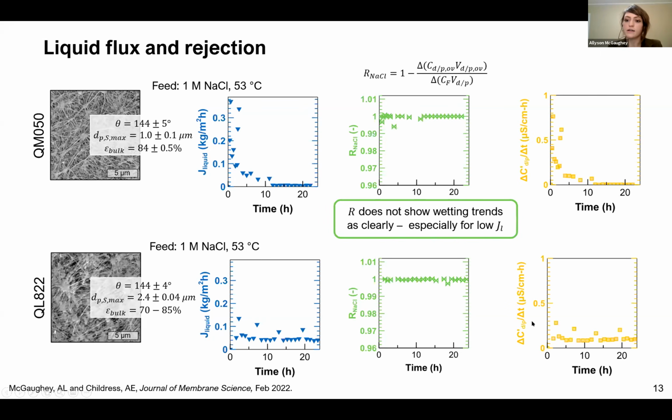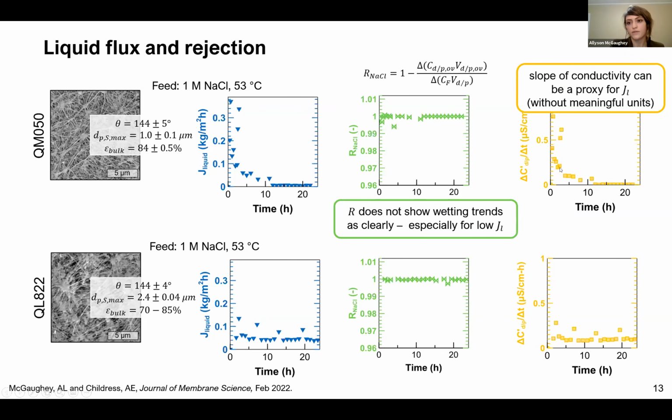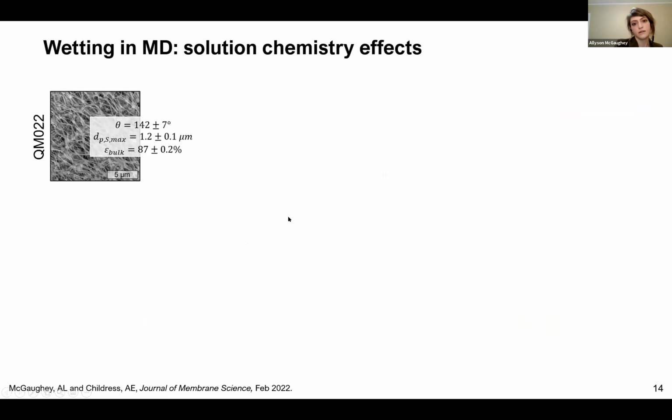And also we can note that if we look at the slope of the conductivity of our distillate permeate stream, the trend is in both cases virtually identical to liquid flux. So slope of conductivity can be a proxy for liquid flux, but without these meaningful units, so we can't understand wetting rates quantitatively or compare to vapor flux.